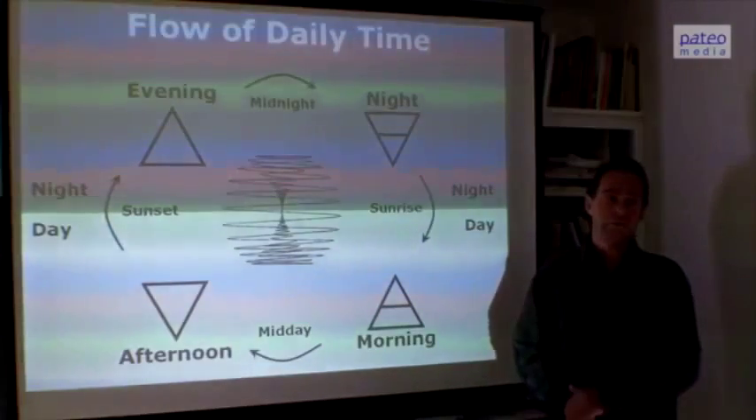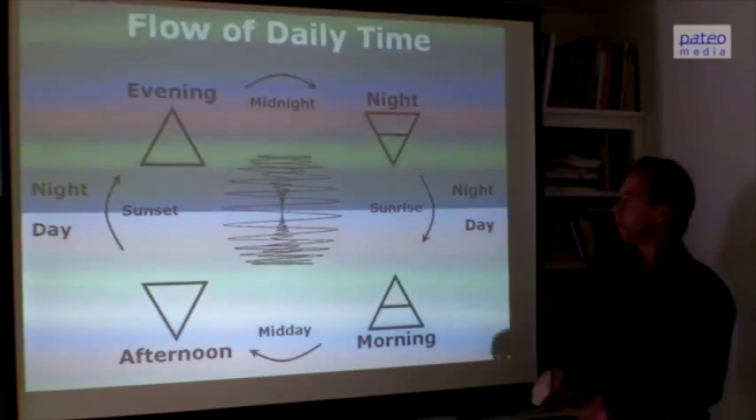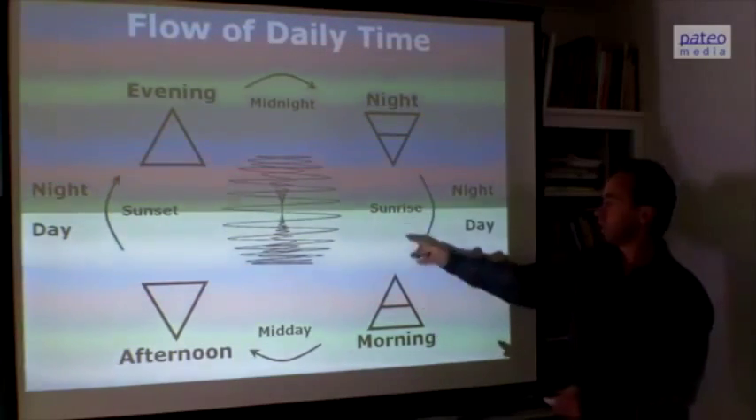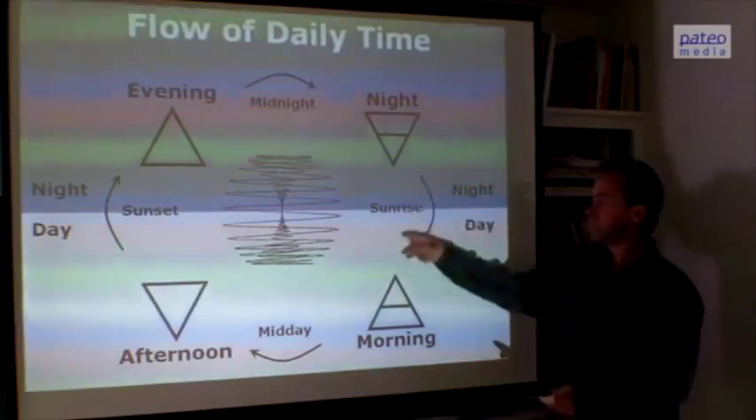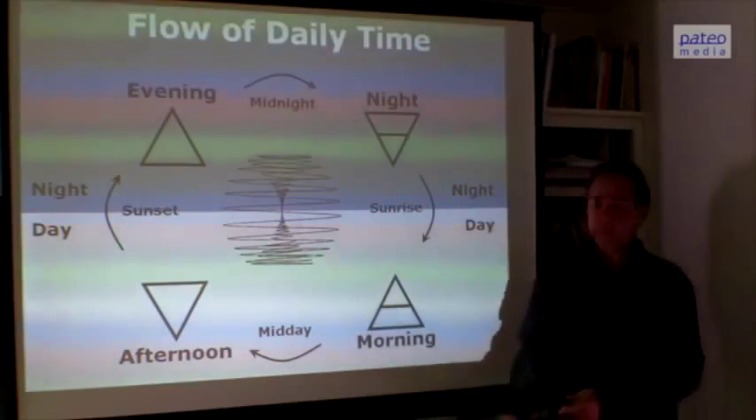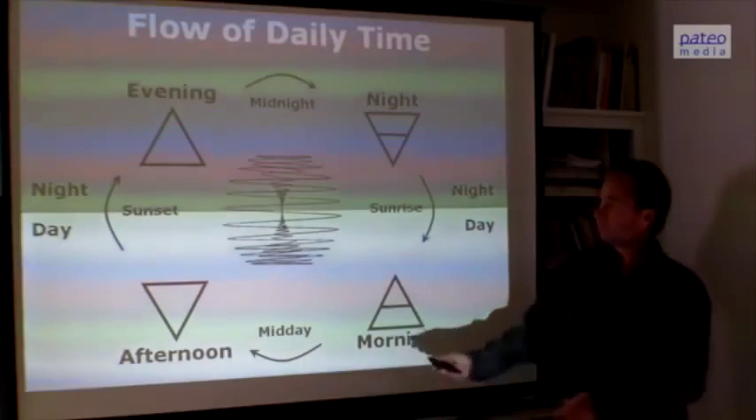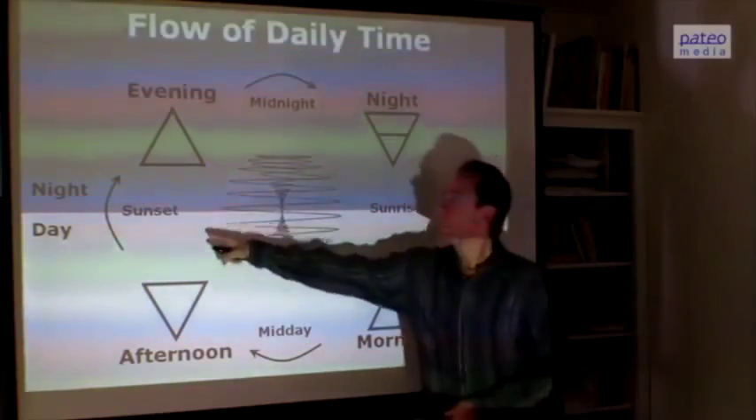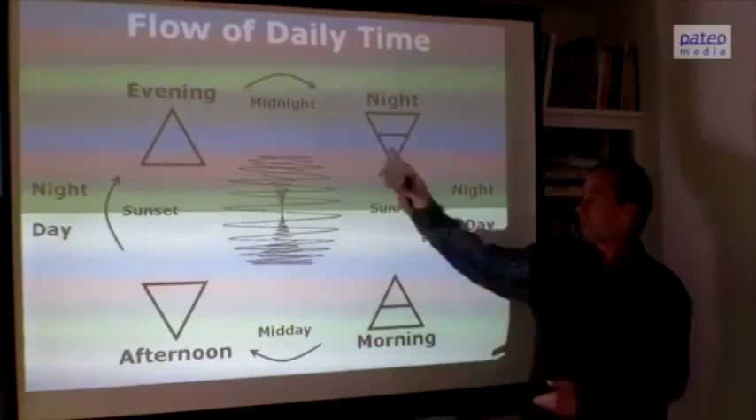Daily time is divided into four parts. The night part, then we have the morning. The moment of sunrise is the demarcation between night and morning. Then we have the demarcation again, it's midday. Then afternoon, then the sun sets, and then we have evening, and it goes back again.